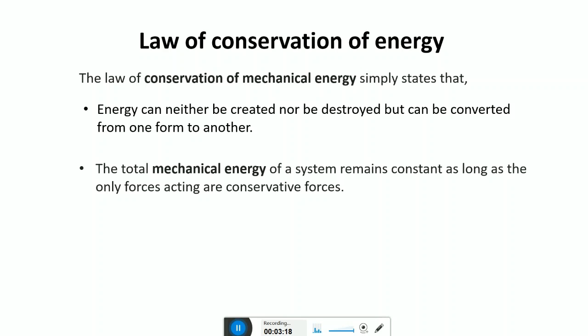The sum of kinetic energy and potential energy of the system is called mechanical energy and is represented by capital E. Hence, E is equal to K plus U, which is equal to constant. The relationship implies that the total mechanical energy of a system is always constant. If the potential energy is at a maximum, then the system will have minimum kinetic energy. And if the kinetic energy is at a maximum, then the system will have minimum potential energy.